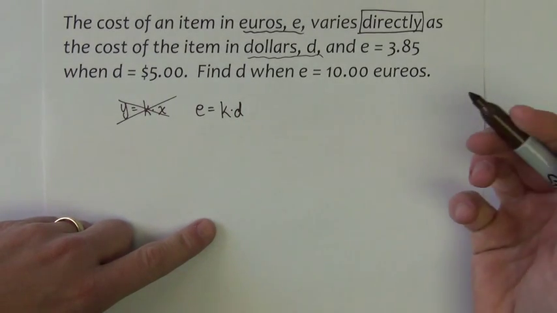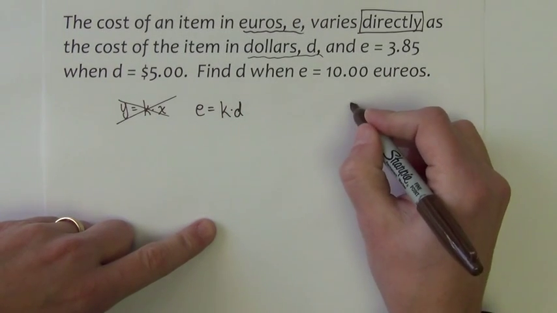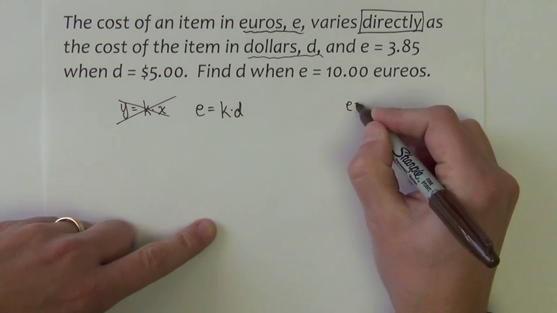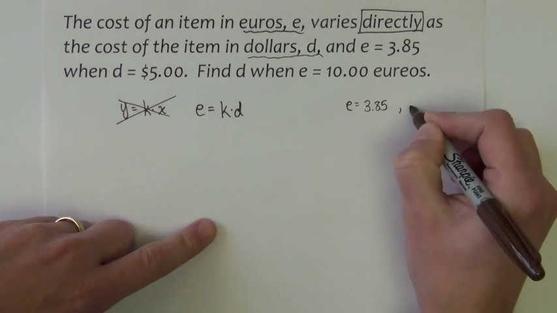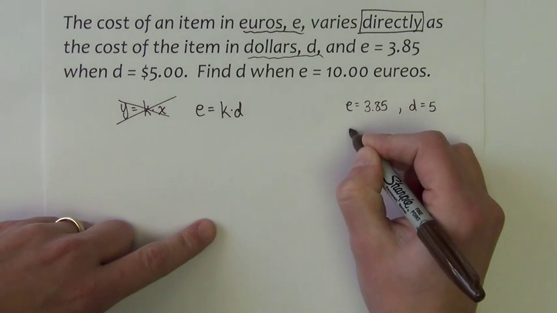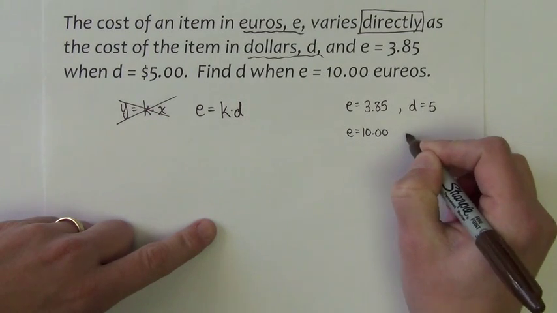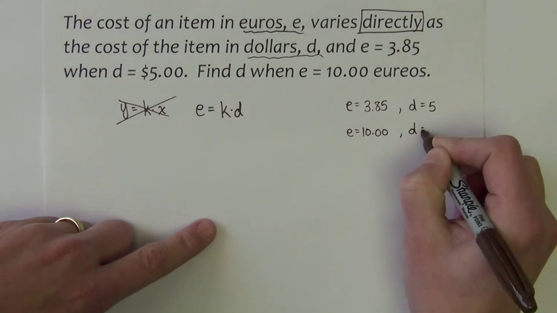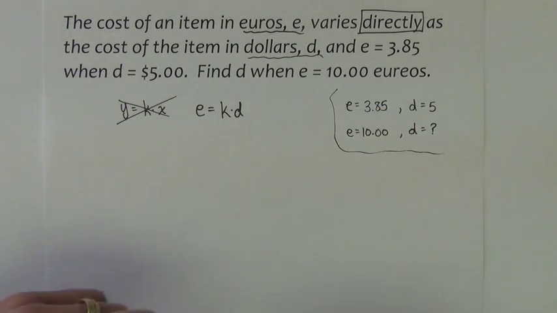Okay, so what's the known information? The known information says that E equals 3.85 when D equals 5. And then it tells us when E equals 10.00, D is unknown. So that's what we know and what we're trying to find.